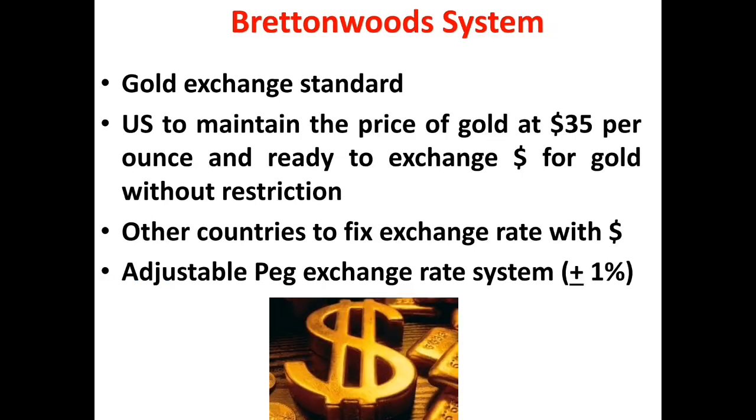The Bretton Woods system was essentially a gold exchange standard in which the US was ready to maintain the price of gold at $35 per ounce and ready to exchange dollars for gold without any restriction at that price. That is, only the dollar was convertible to gold. Other countries were directed or requested to fix their exchange rate with respect to the dollar, and obviously indirectly with gold. It's an adjustable peg exchange rate system in the sense that plus or minus 1% in this par value were allowed.